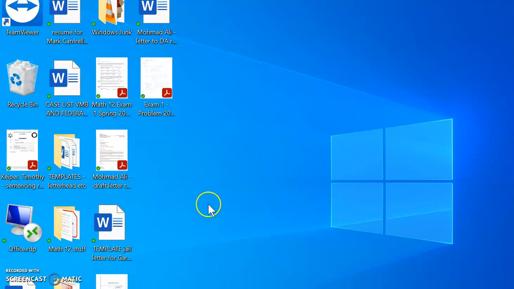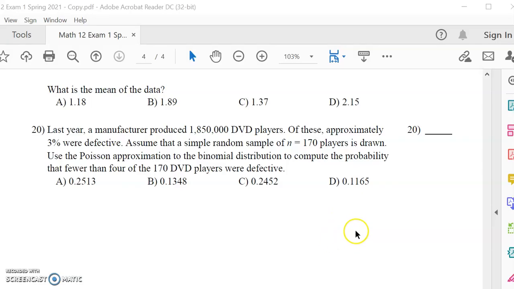Hello everyone, this is a hint for problem number 20 on exam number 1. I will post the full solution after the exams are all handed in. All right, let's take a look at the problem.